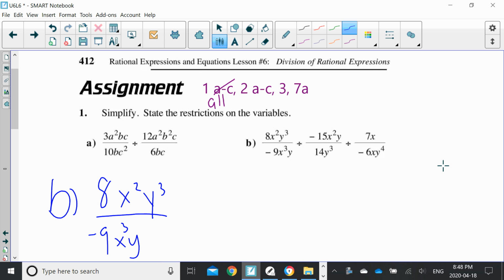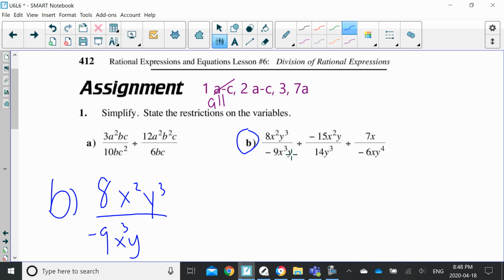Okay, this video will be going through questions from the homework on lesson 6, and the question will be 1B. The question says to simplify, state restrictions on the variables. So in math, when we have two fractions, we're not going to divide those two fractions. Every single time you see a divide, you change that to a multiplication, and what you're multiplying by is the reciprocal of the fraction next to the symbol.